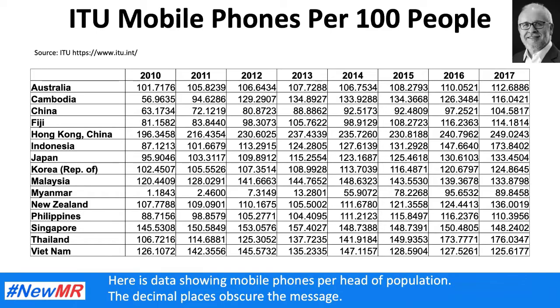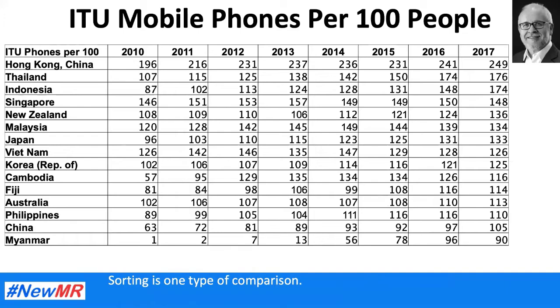So let's tidy that data up. Let's remove the decimal places and let's sort it from highest to lowest. So now we see that I've sorted it by 2017. And when you're doing that analysis with the data and you're looking for comparisons, you will probably sort it by 2010 and you'd sort it by 2017. You may sort it by the average over that period of time. There are different ways you can do that sorting when you're looking for the information.